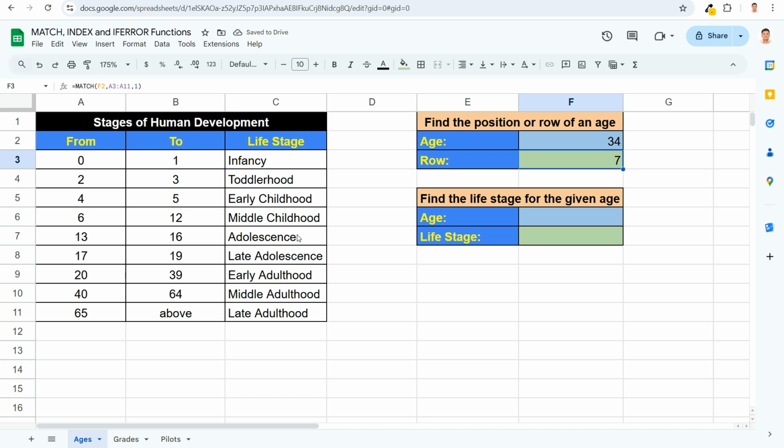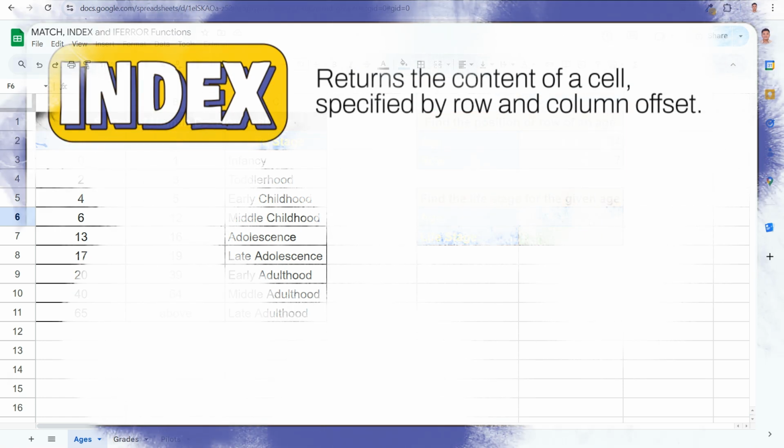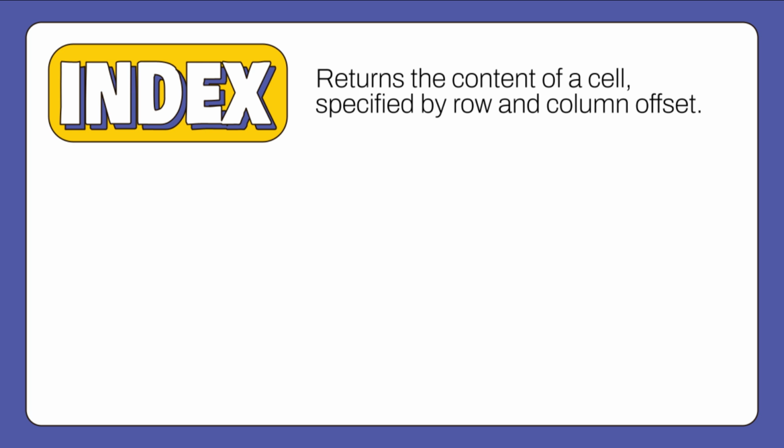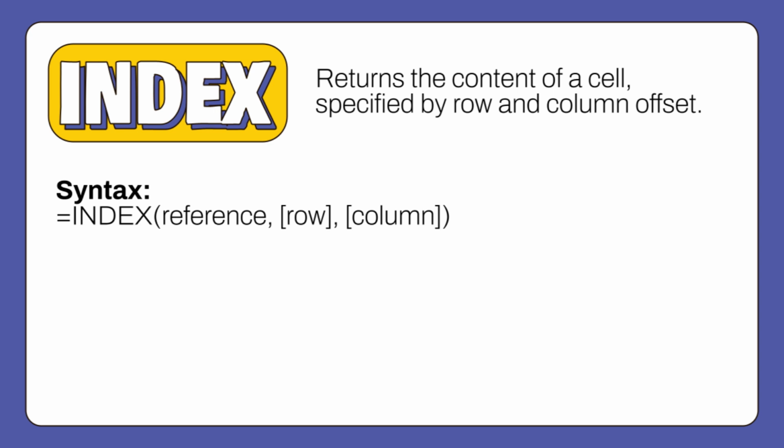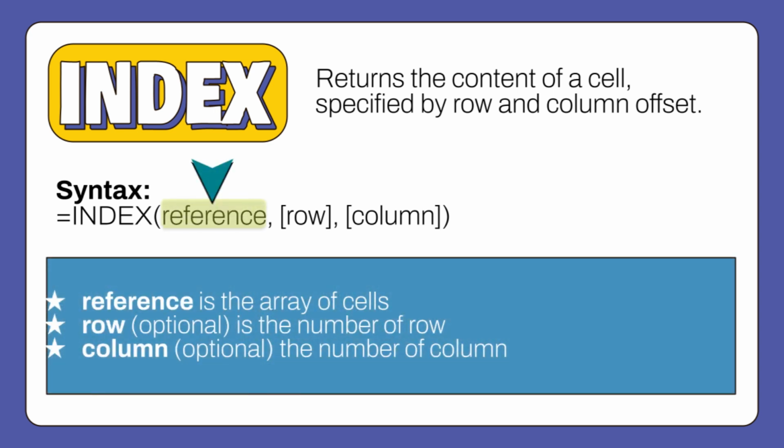Now, what if you want to find the life stage for the given age? We can use the result of the MATCH function as one of the arguments in the INDEX function. But before entering it in a cell, let's first understand the INDEX function. It returns the content of a cell specified by row and column offsets. The syntax is =INDEX(reference, row, column). Reference is the array of cells to return a value from. Row is the row number within the array. Column is the column number within the array.